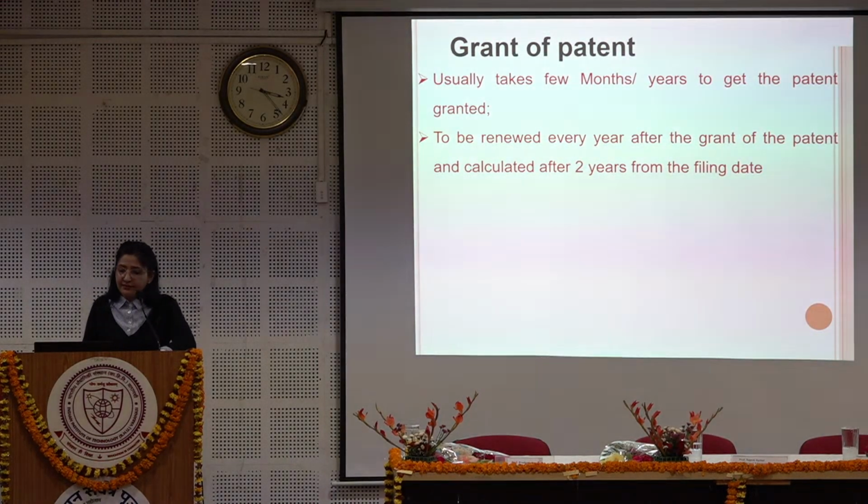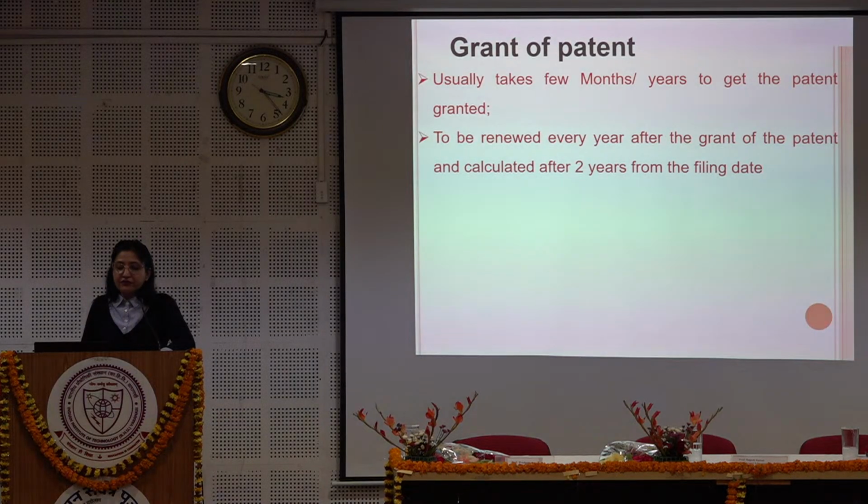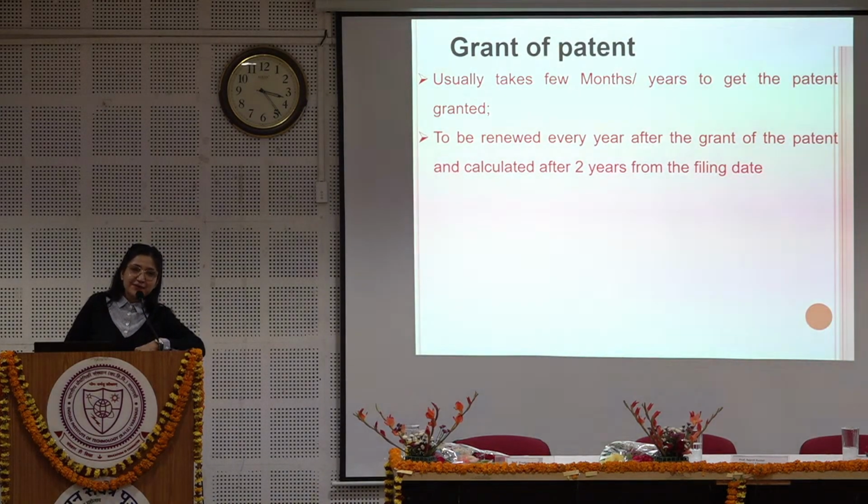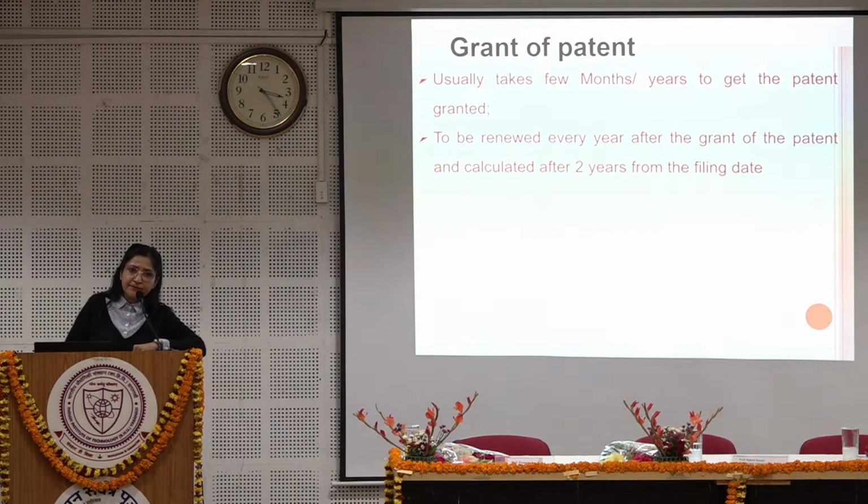It needs to be renewed every year after the grant of the patent, and it is calculated after 2 years from the filing date. So suppose you have got your patent granted in the 5th year of filing. You have to submit from the grant date, leaving the initial 2 years, and then later you should include all the years for submitting your renewal fee. If we pay the annual fees, it is equal to renewal.